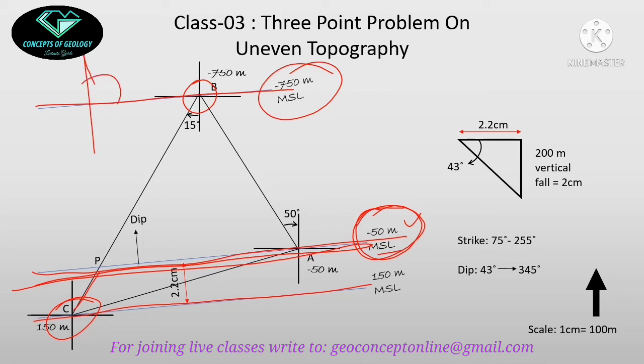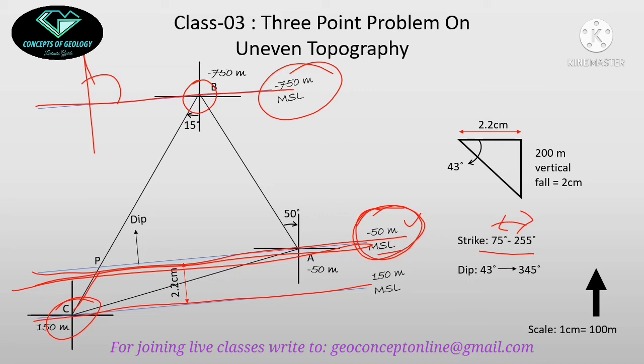When we do this problem on your copy, you will find that the strike is 75 to 255 degrees. Clearly the two ends of the strike will have a 180 degree difference. Now, to complete the answer of the second question, that means the attitude, I need to find out the dip and dip direction.